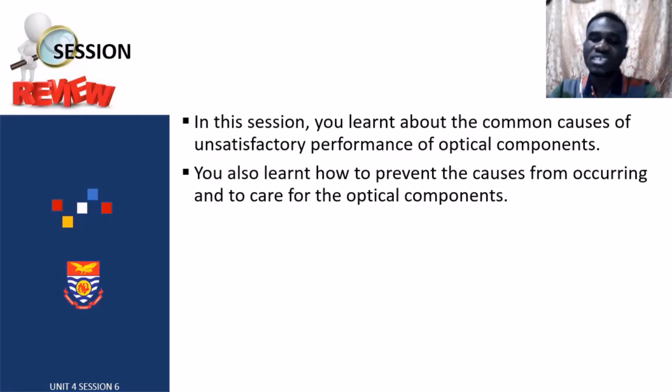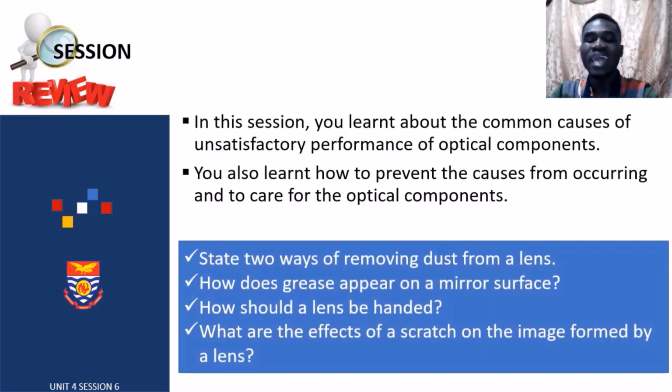As we bring this session to an end, and an end to Unit 4, let us take this question. State two ways of removing dust from a lens. How does grease appear on the surface of a mirror? How should a lens be handled? Then finally, what are the effects of a scratch on the image formed by a lens?